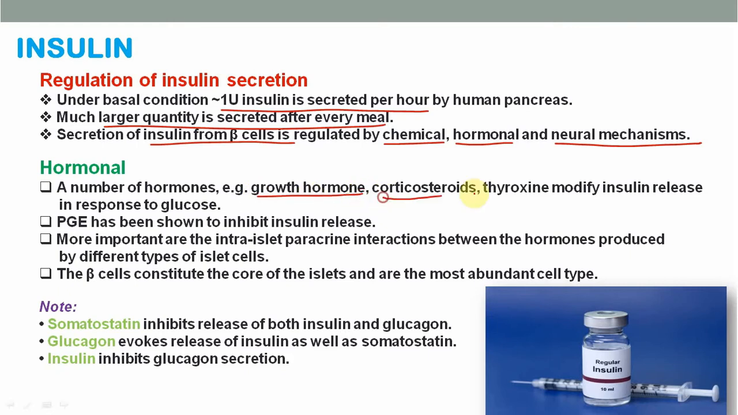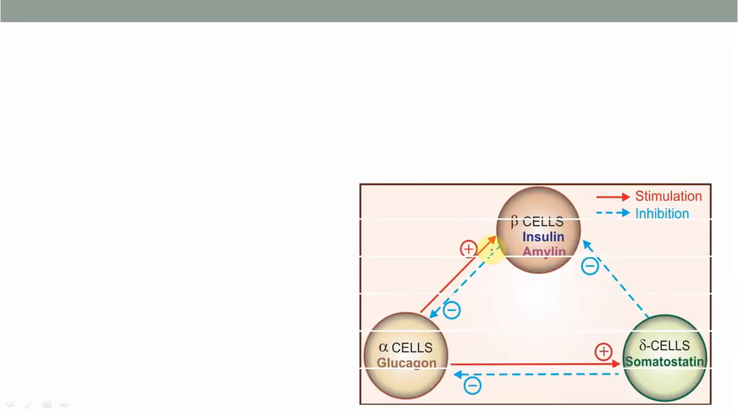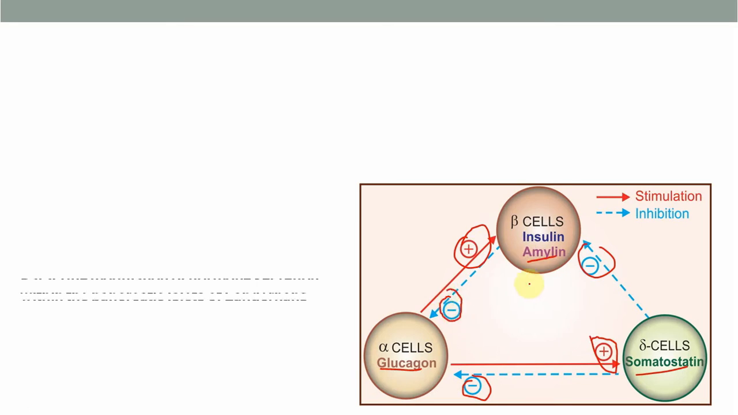A number of hormones such as growth hormone, corticosteroid and thyroxine modify the insulin release in response to glucose. PGE has been seen to inhibit insulin release. More important are the intra-islet pancreatic interactions between the hormones produced by different parts of the islet cells. The beta cells contribute to the core of the islets and are the most abundant cell type. Note that somatostatin inhibits release of both insulin and glucagon, whereas glucagon increases the release of insulin as well as somatostatin, and insulin inhibits glucagon secretion.